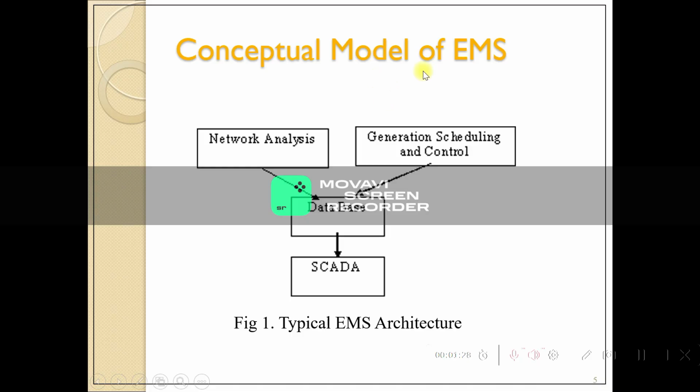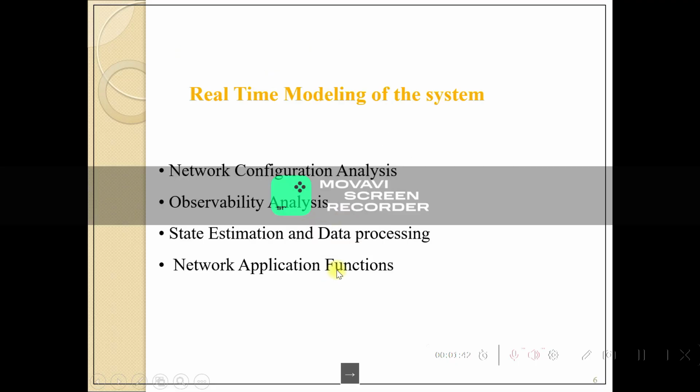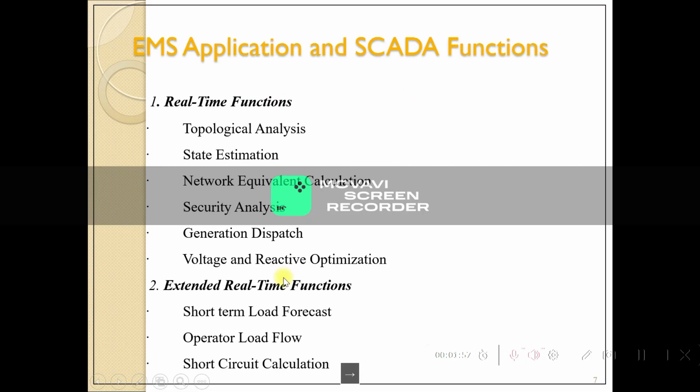Next one, model of energy management system: network analysis, and second one, generation, scheduling and control. So two things: it will collect the database, and then the database is given to SCADA systems. Next one, real-time modeling of the system, network configuration analysis, observability analysis, state estimation and data processing, network application and functions.